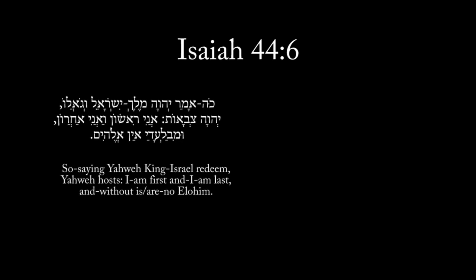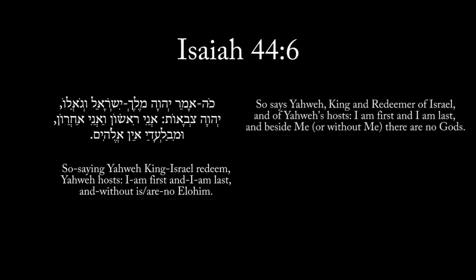Ko amar Yahweh melech Yisrael, v'golo Yahweh tzaviot. Ani rishon va'ani acharon umabaladayin Elohim. So saying Yahweh, King of Israel, redeemer, Yahweh of hosts. I am first and I am last, and without me there is no Elohim. So says Yahweh, King and Redeemer of Israel, and of Yahweh's hosts. I am first and I am last, and beside me, or without me, there are no gods.